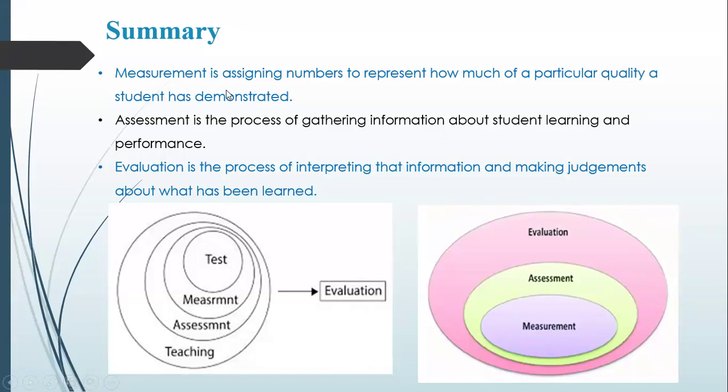So measurement is assigning numbers to represent how much of a particular quality a student has demonstrated. And then assessment is the process of gathering information about students' learning and performance. And evaluation is the process of interpreting that information and making judgments about what has been learned.